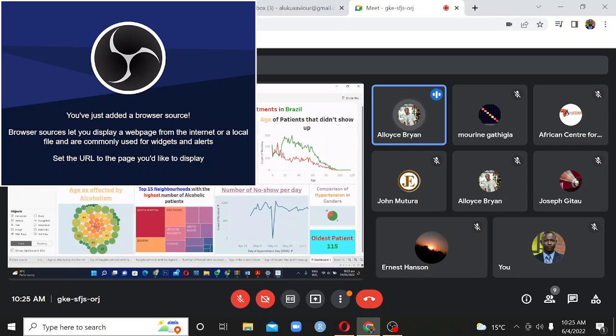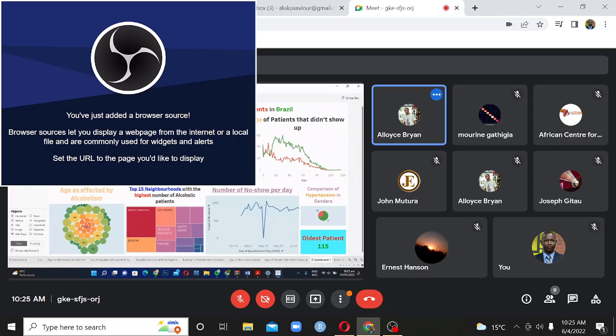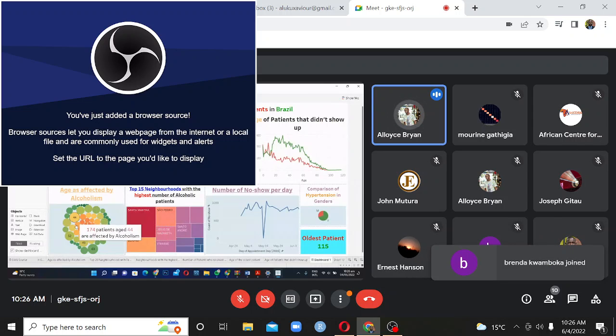I also created a dashboard of the data I analyzed to come up with something like this. Yeah, that gives us accurate data on one page. I think that's all.